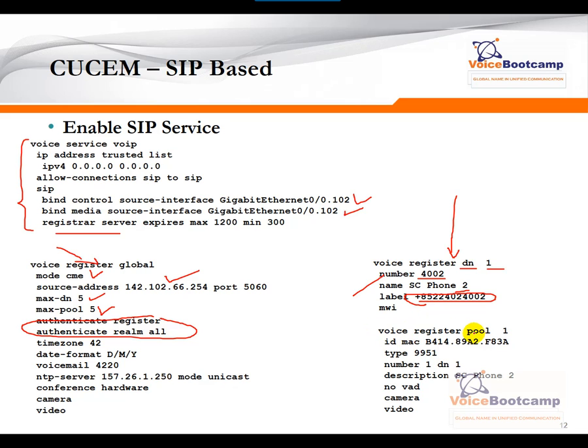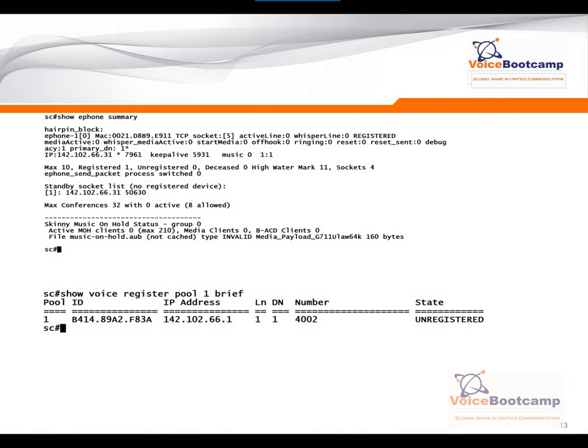And voice register pool is the equivalent of ephone, which represents the phone itself via the MAC address of the phone, type of the phone, what line on that phone, and what DN needs to be applied. Description, site C phone 2. If you want to enable the video camera, click on camera. If you want to enable video, click on video. Once this is done, if your phone is pointing to the right IP address, it should register without any problem. So you can type show ephone summary on the Skinny, and show voice register pool 1 brief will show you all the SIP based phones that are registered.